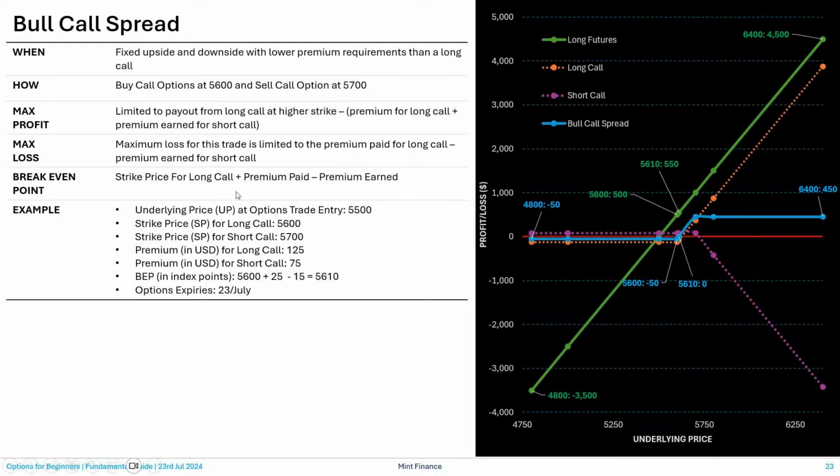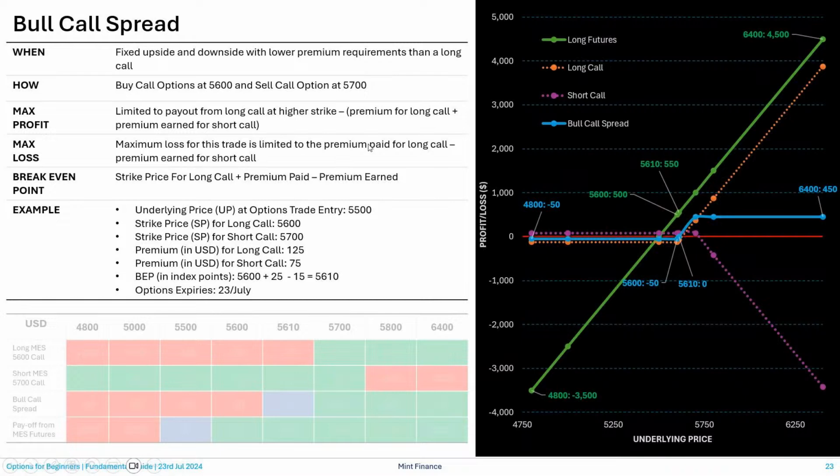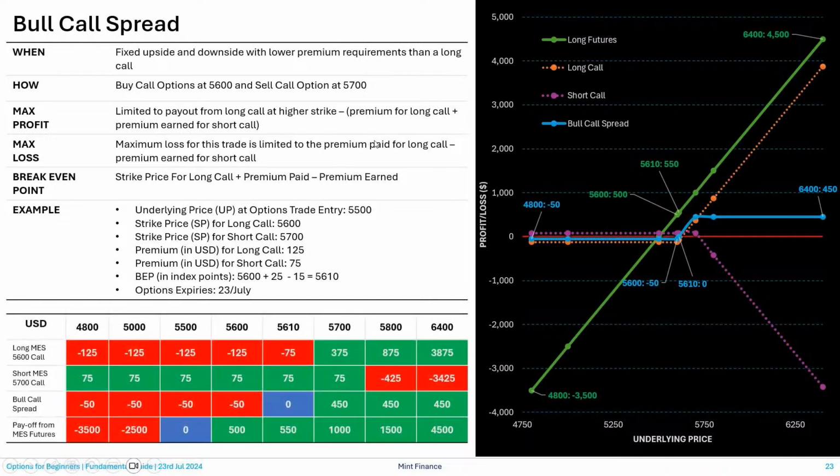The maximum profit from this trade is going to be limited to the payoff from the long call option at 5,700 minus the net premium paid. So in this case, $50. And the maximum loss for this trade is always just going to be the upfront premium that we paid, similar to the previous position. So it's always just going to be limited to $50.